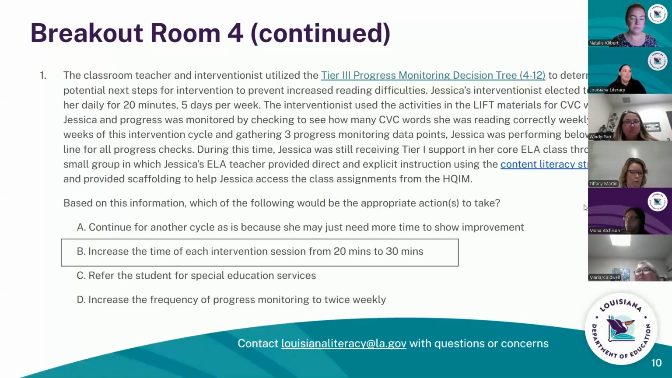It was to increase the time of each intervention session by 20 to 30 minutes, and see where she goes from there. We don't want to progress monitor formally twice weekly with any students really. We haven't got enough data really to refer her to special education services yet. And we don't want to have a kid sit in a long cycle of intervention that is not working for them. So maybe we do need to adjust, and we only want to adjust 1 or 2 variables at a time. So extending the time that we're meeting with her would be the most appropriate one off of this list.